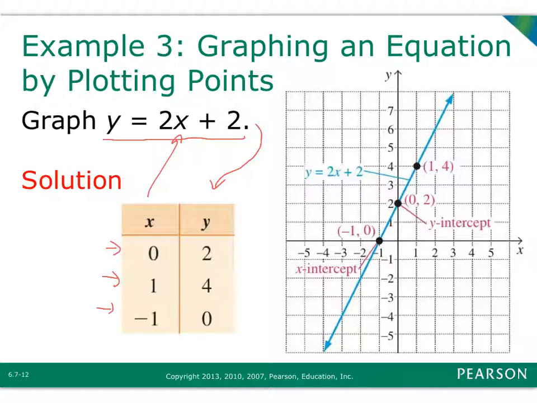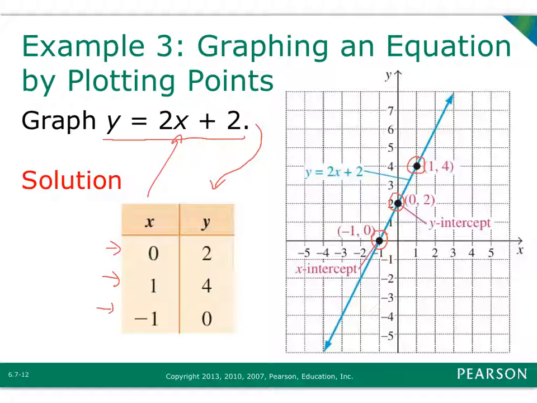Now, we'll plot the points. We had the point 0, 2, which is this point right here. We plotted the point 1, 4, which is here. And finally, we plotted the point -1, 0, which is here. Now we drew a line through those points, and we put in arrows on either side.